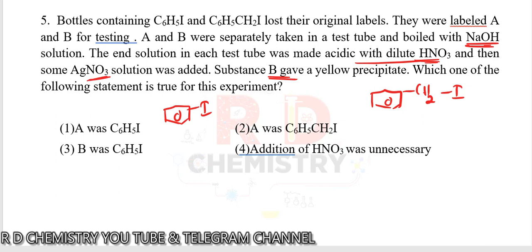The yellow precipitate is definitely because of the silver iodide that is formed, which means iodine should break from the benzene or iodine should break from the side chain here. Okay, this one.